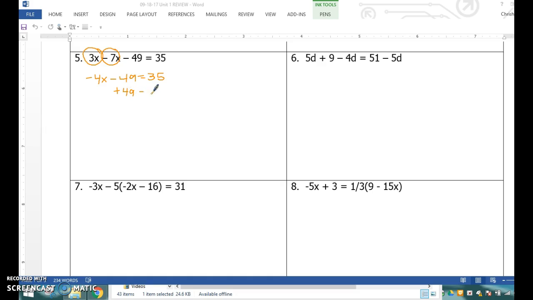So let's add 49 to both sides. Negative 49 plus 49 is 0. So we're left with negative 4x equals 84.